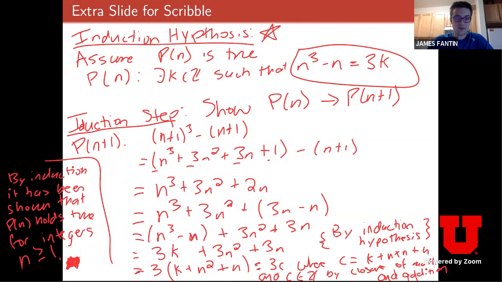Yeah, really good question. Learning induction is a hugely important thing in computer science. Any other questions on any of our induction steps here?